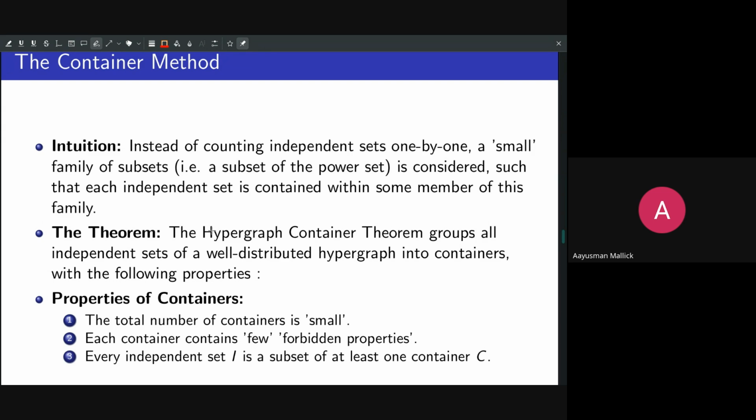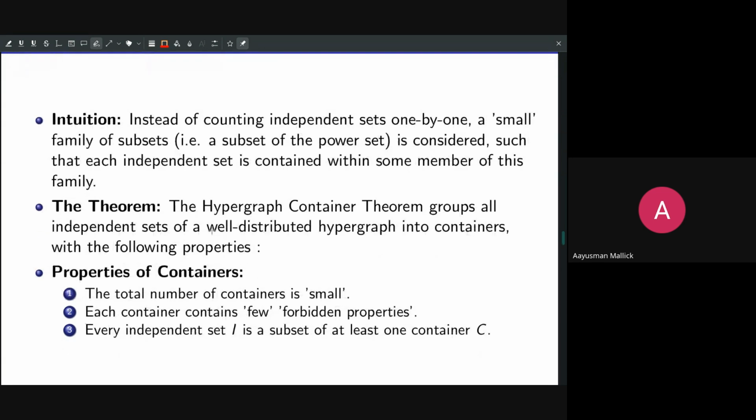And the third property is that every independent set I, where an independent set I is of the vertices of the hypergraph, is a subset of at least one container C, where the family of containers is a small number of subsets of the vertices, or the family of containers is a subset of the power set with small cardinality.